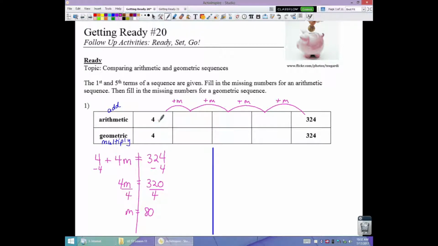So let's try that out. 4 plus 80 is 84. 84 plus 80 is 164. Plus another 80 is 244. Plus another 80 is 324.